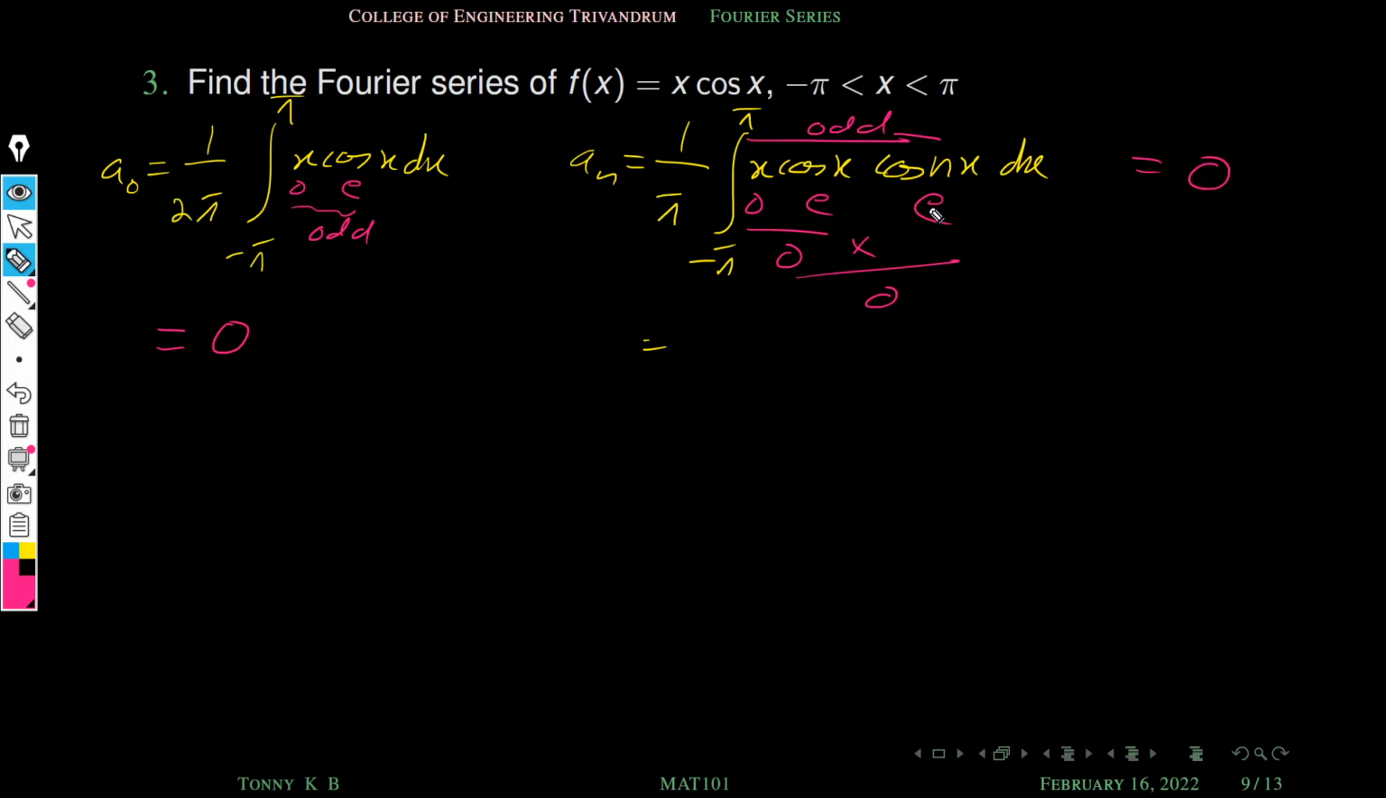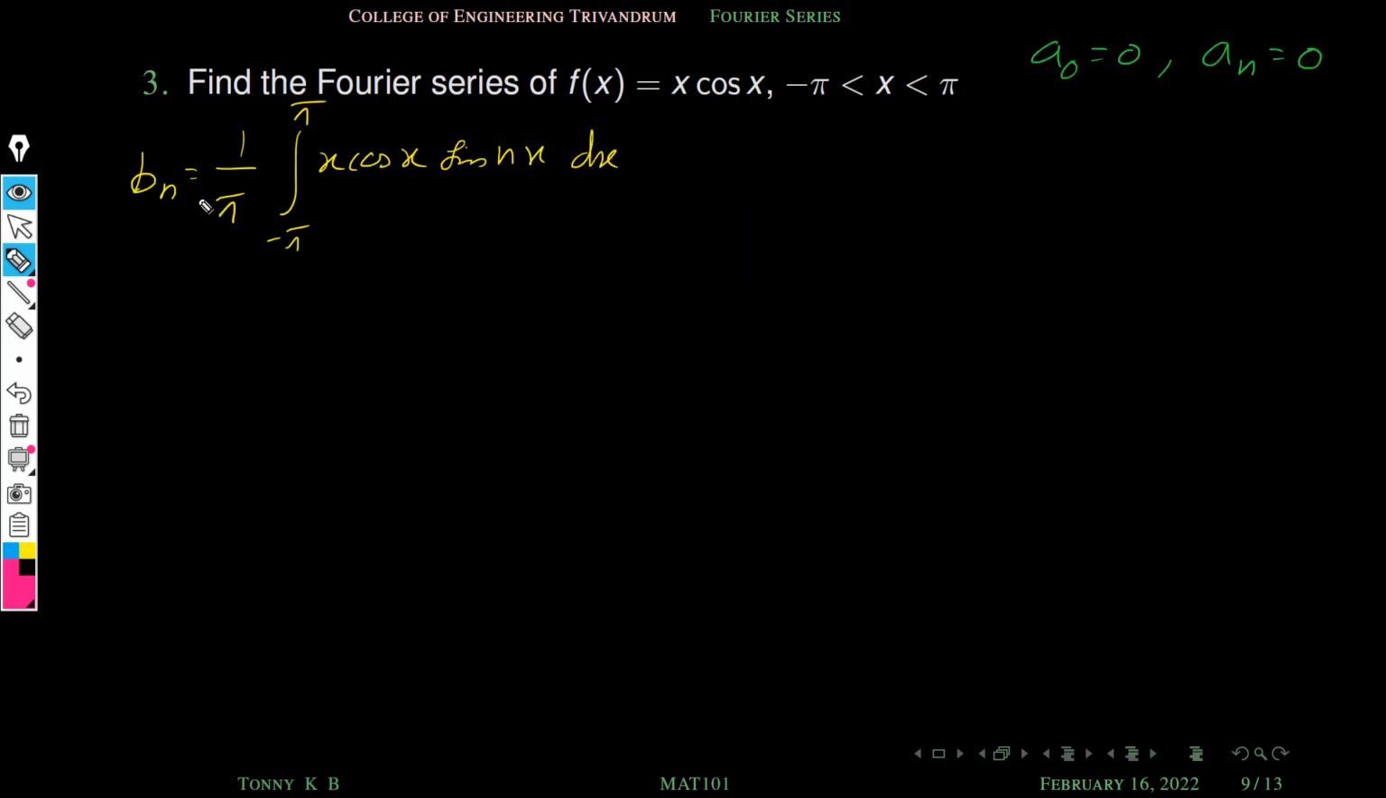So next we have to evaluate bn. Okay, bn is given by this formula: 1 by pi integral minus pi to plus pi of our function f of x, which is x cos x, into sin nx dx.